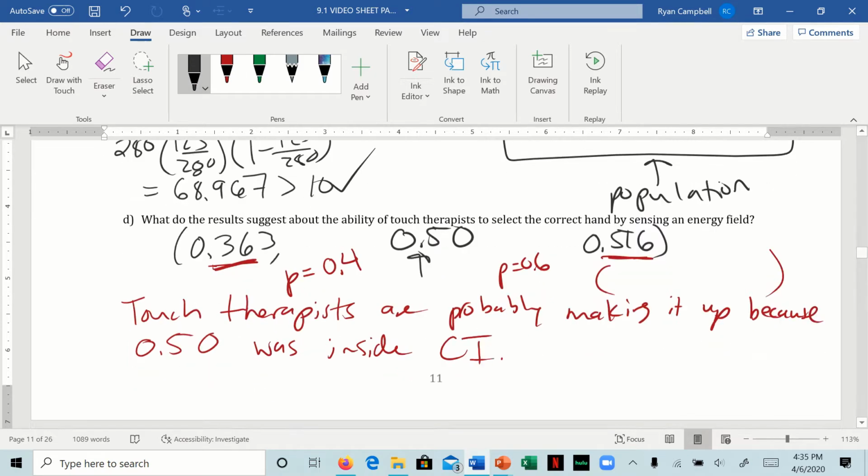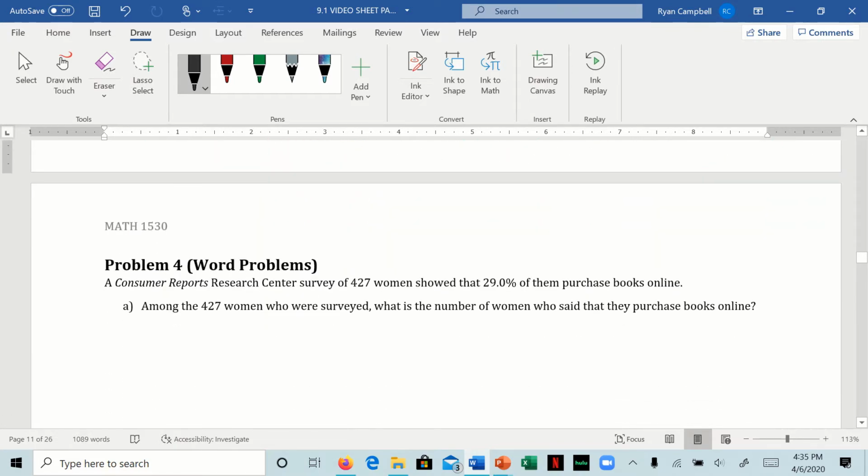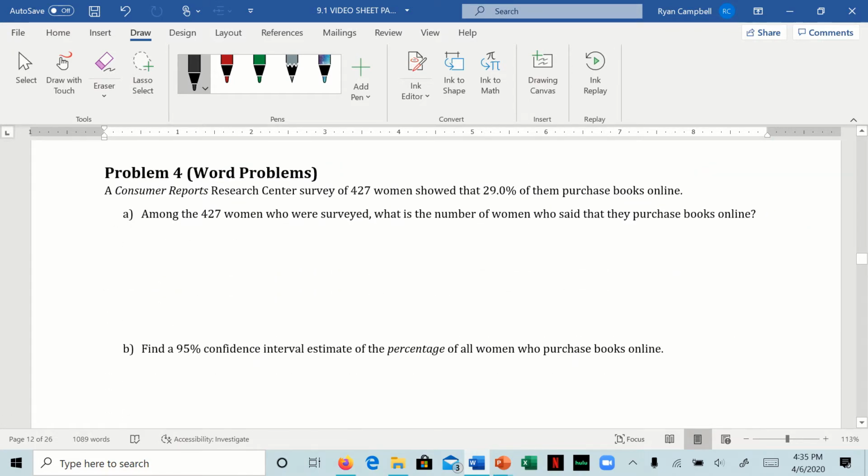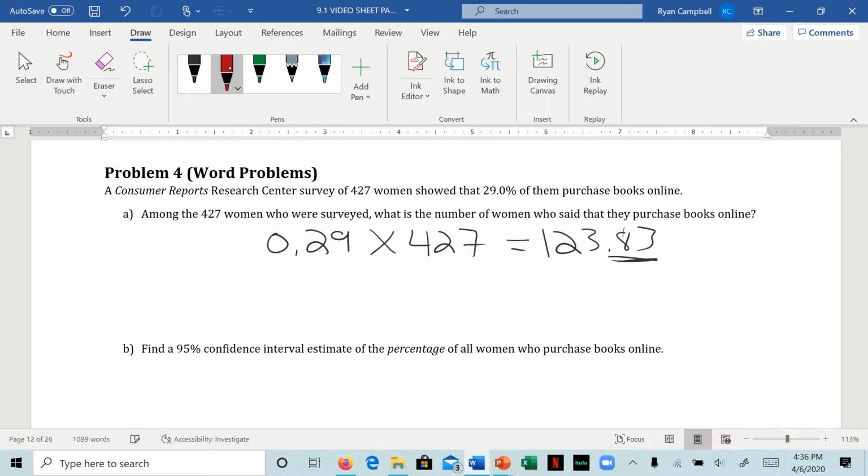All right, let's look at a few more examples so that we can get our heads around those kinds of concepts. A Consumers Report Research Center survey of 427 women showed that 29% of them purchase books online. So what number of women purchase books online? It's 29% of 427, so we can just multiply that out, and we get 123.83. However, can you have 0.83 of a woman? No, that doesn't make any sense, right? So we just round normally, so that would just be 124 women.